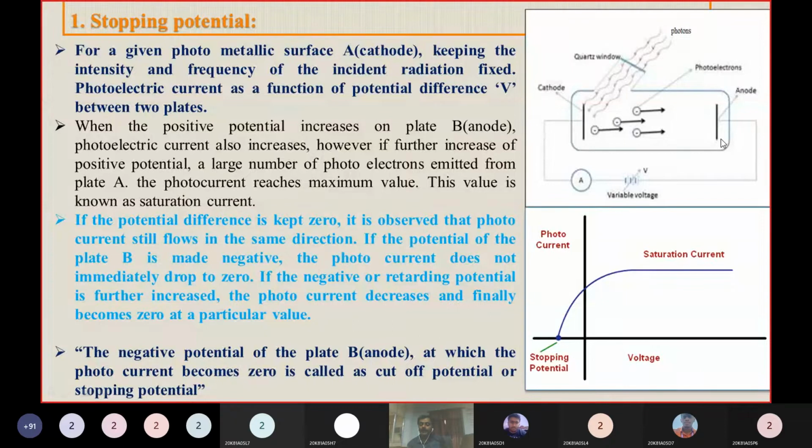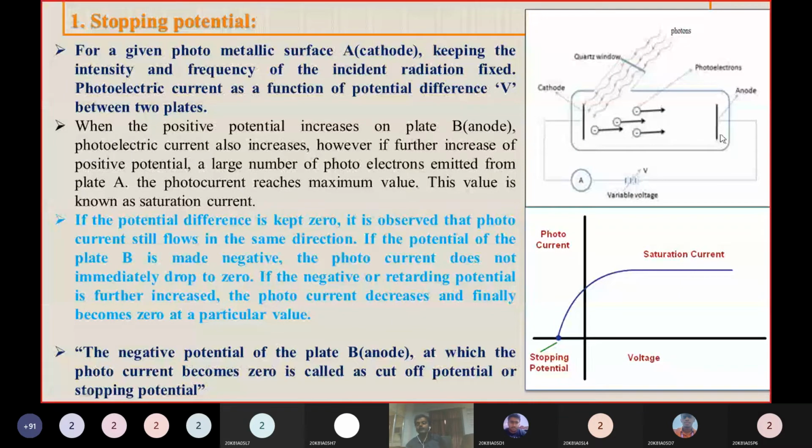Suppose initially I apply minus 1 volt here. Minus 1 volt means there is some potential difference between these two, the negative, opposite potential. For minus 1 volt, a little amount of current is still passing through the circuit. The ammeter is connected, and it measures how much current is passing. So there is a little amount of current passing even at opposite potential.